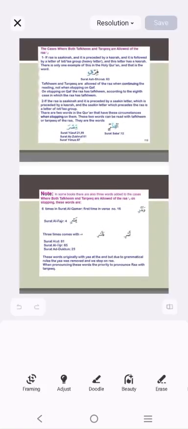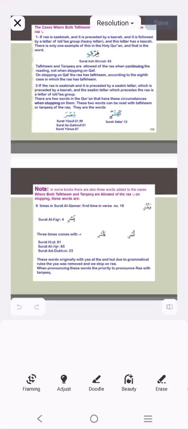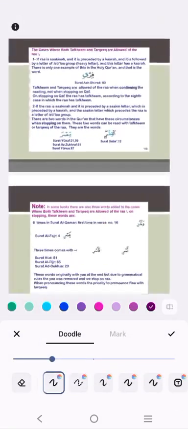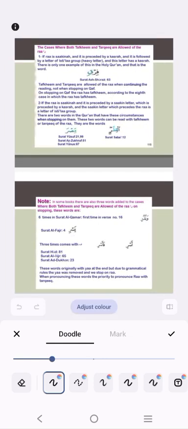And now there are cases in which we can read ra in both Tafkheem and Tarqeeq. Both are allowed. So inshallah we will learn this in the next lesson, inshallah. Hope you understand all this.